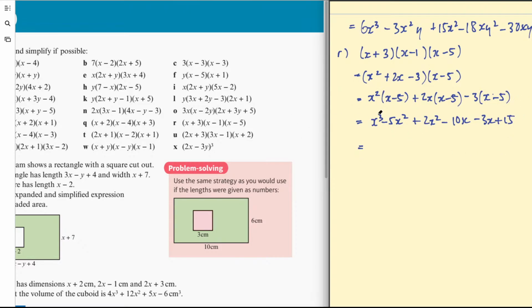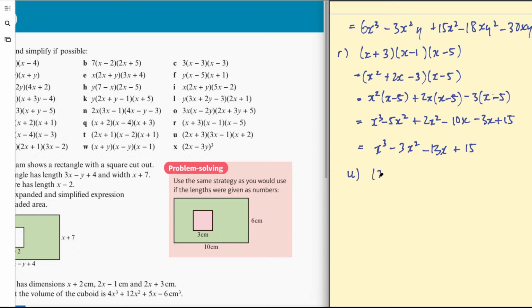And then simplifying, there are no other x cubed terms, so leave as is. Negative 5 plus 2 is negative 3x squared. And then negative 10 take 3 is negative 13x plus 15. And we're done. 2 more to go of these.